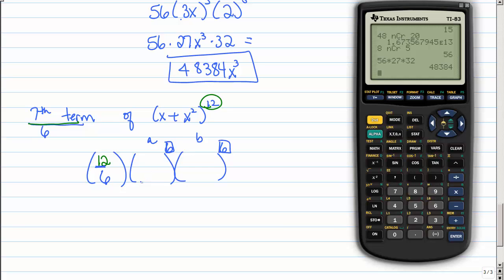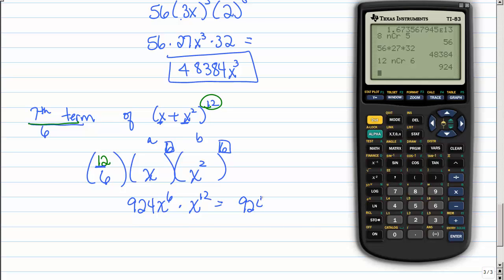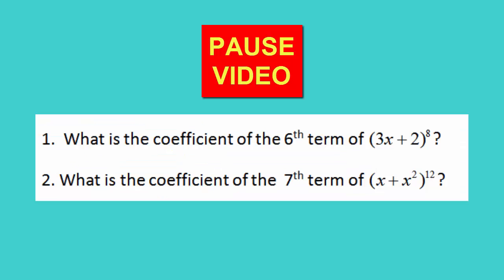Now what goes in those parentheses? This is our A, this is our B. Right, so now the only numbers I need are 12 choose 6, so that's 924, and here that's x to the 6th, and that's x to the 12th. So remember, we keep the base and add those exponents. And that would be the seventh term.